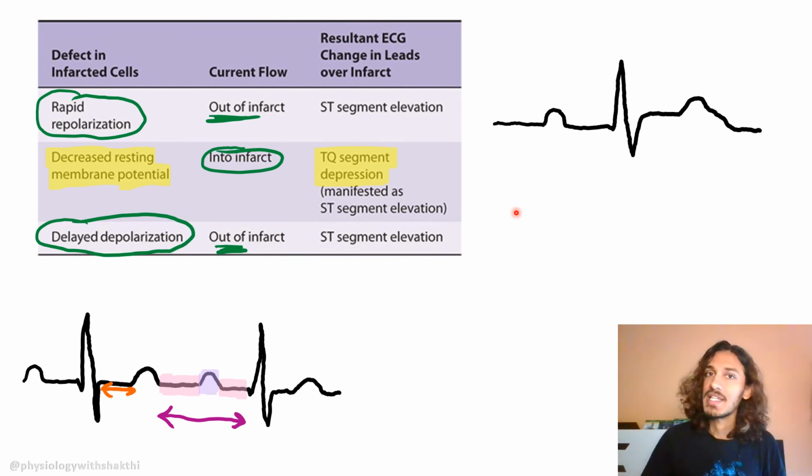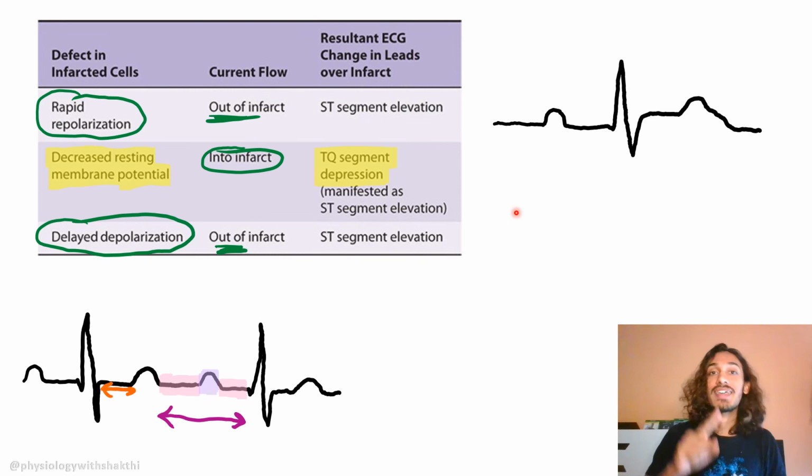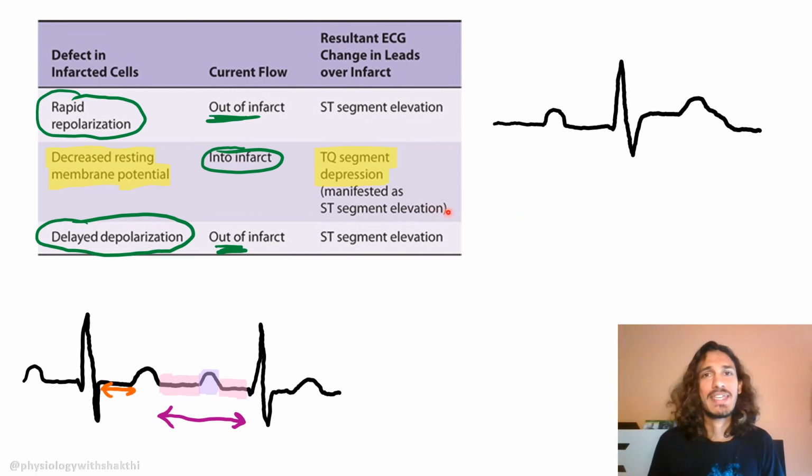Why ST segment elevation is seen, why there is rapid repolarization, why RMP is decreasing, why delayed depolarization is there, all the ionic changes that happen, and because of that, how current of injury is produced, what current of injury is, and how that results in ST segment elevation. It is very, very, very important to understand this, because you'll come across this throughout your life. I hope this was helpful. Thank you.